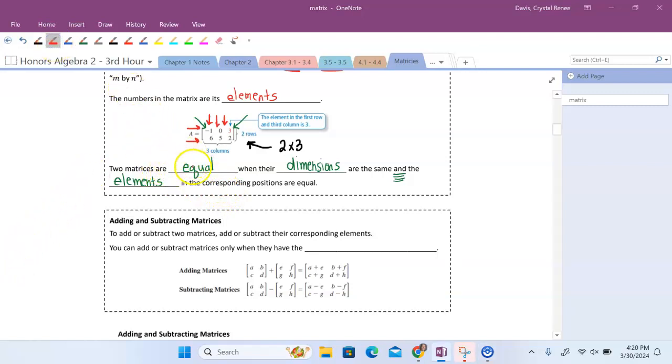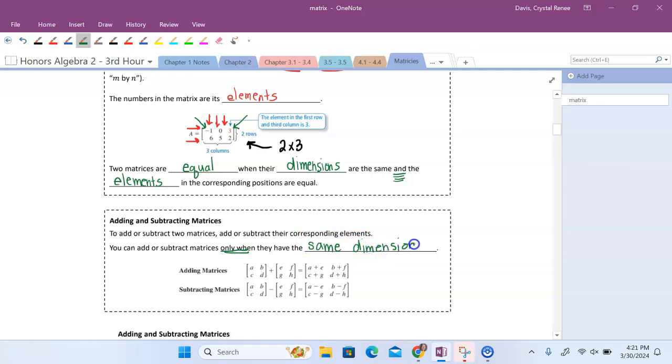All right, so the first operation we're going to do is learn how to add and subtract matrices. The first thing that we need to know is to add or subtract two matrices, we add or subtract their corresponding elements. And this will make more sense once we do an example or two. But it is important to note that we can add and subtract matrices only when they have the same dimensions.